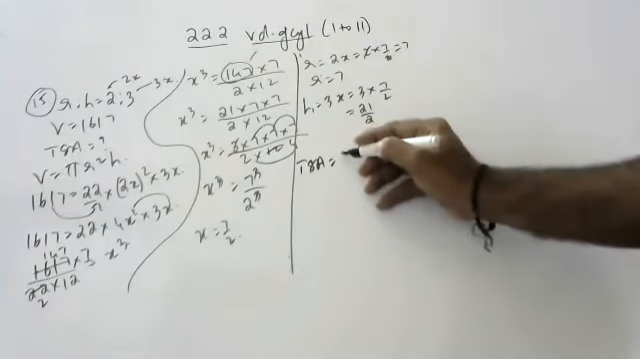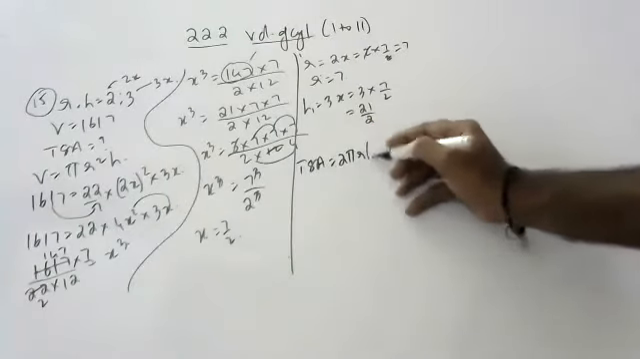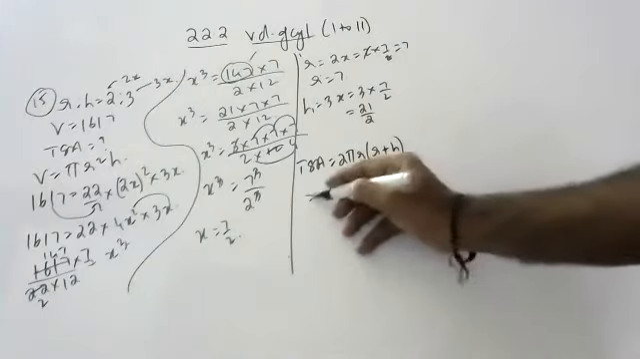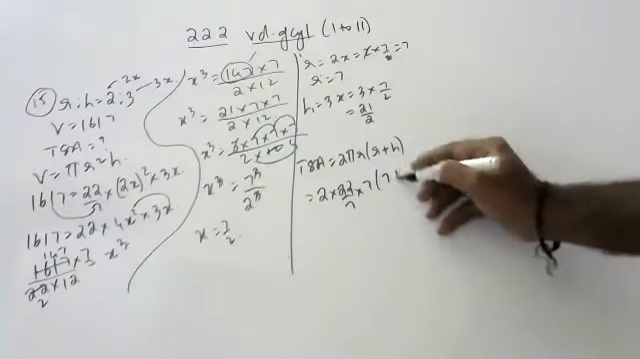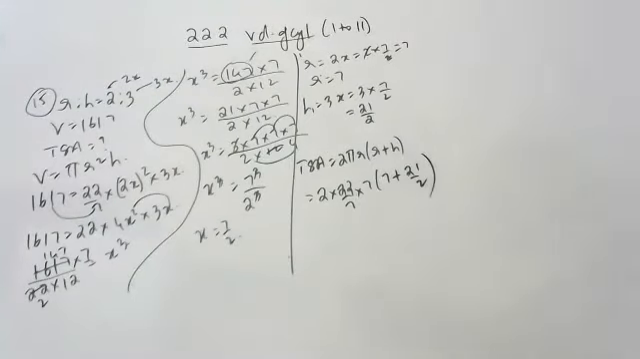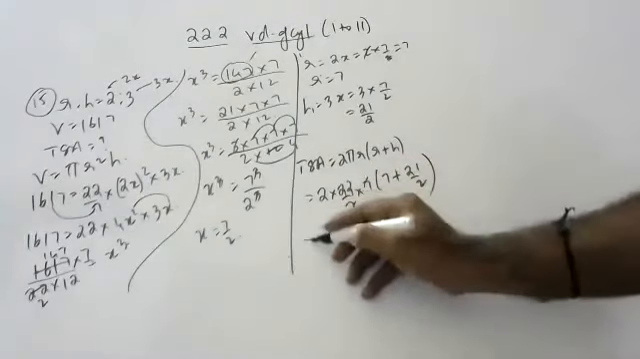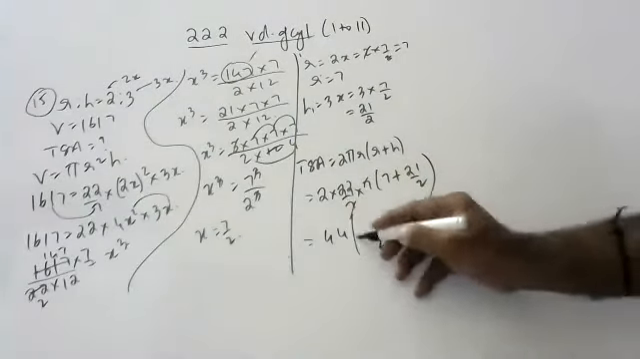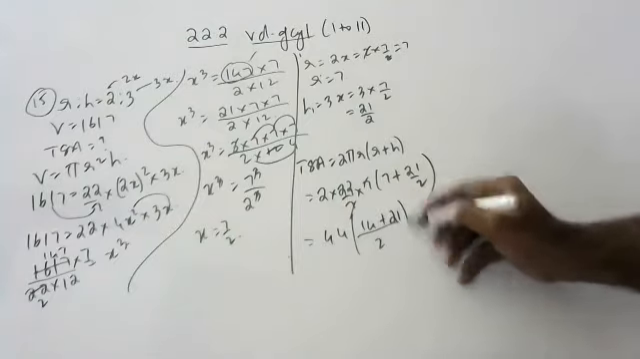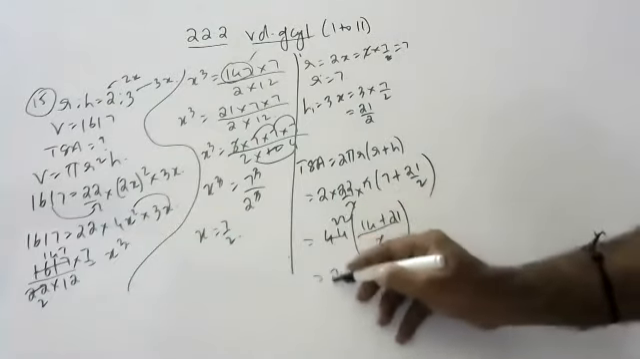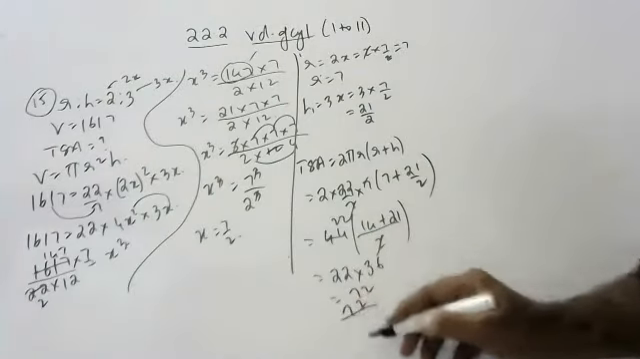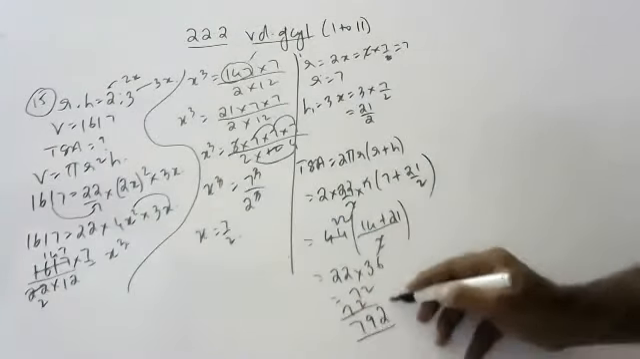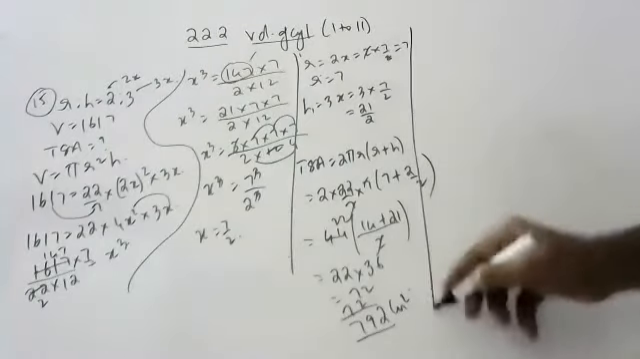TSA is equal to 2 pi r into r plus h, which is 2 into 22 by 7 into 7 into 7 plus 21 by 2. Okay, 7 cancel. 44 into 14 plus 21 over 2, which is 35. Oh yes, sir, 36. Sorry, it is 770 by 7. 792 centimeters square. Yes, 792 centimeters square.